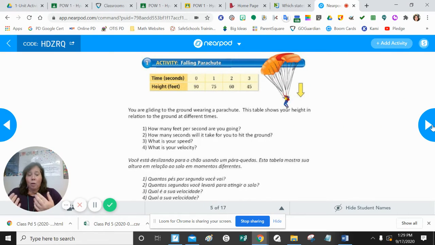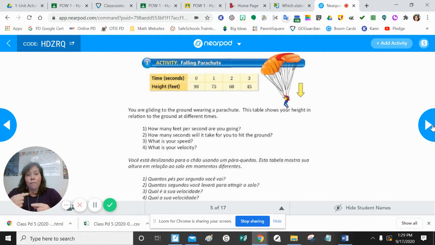So we're looking at a parachute. This is our first example. In the table, you're looking at time period. Everything's in 1 second intervals. You're looking at how far you are from the ground in feet. So we're starting at 0 seconds, you're 90 feet from the ground. 1 second goes by, you're 75 feet from the ground. 2 seconds go by, you're 60 feet from the ground. 3 seconds go by, you're 45 feet from the ground.